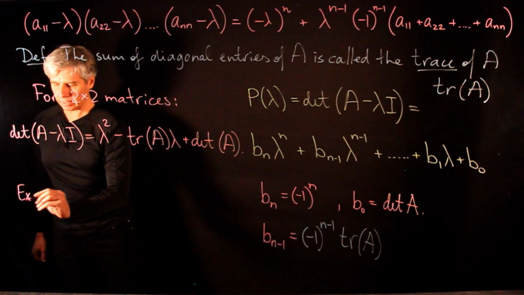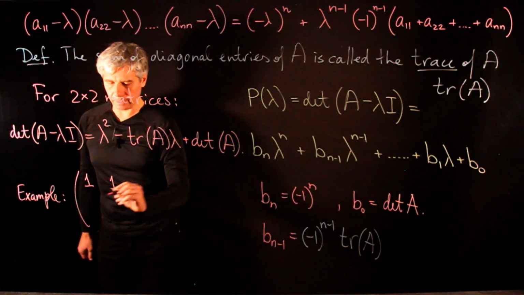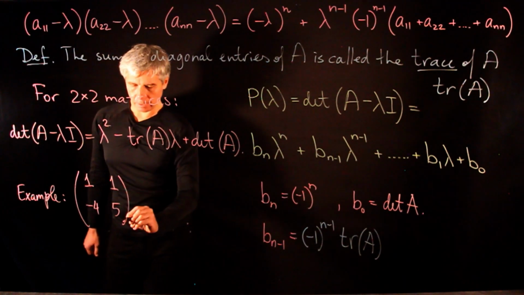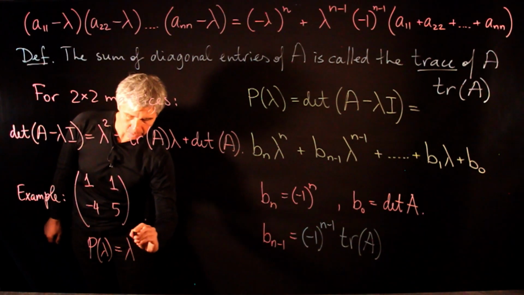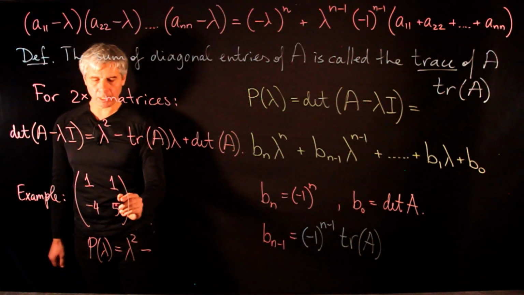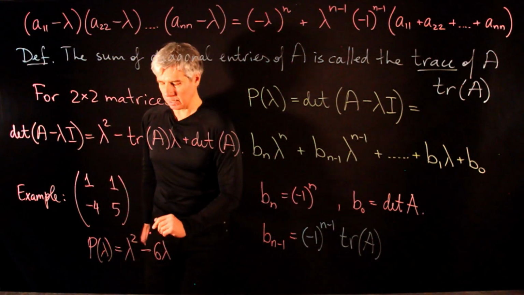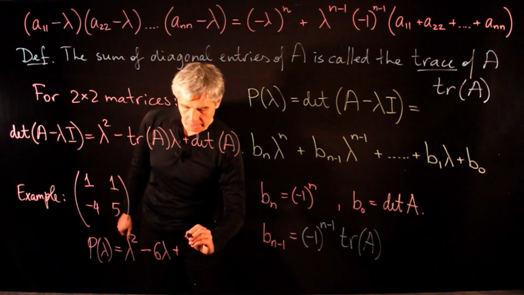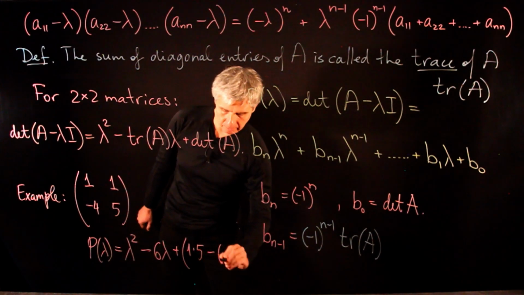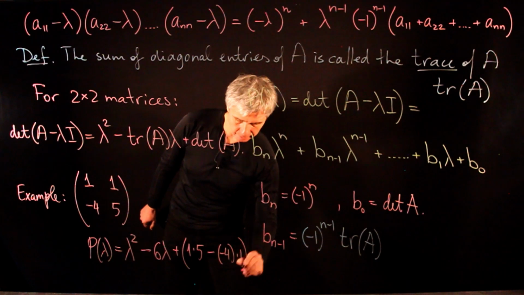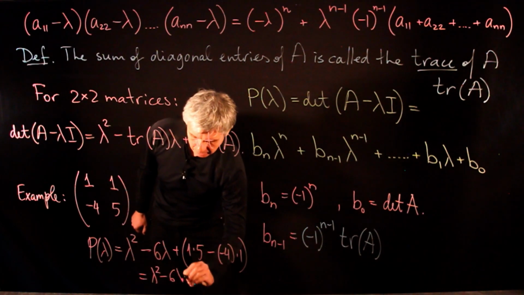So if we consider an example that we already discussed in this class, the matrix 1, 1, minus 4, 5, then the characteristic polynomial p of lambda is equal to lambda squared minus the trace of this matrix, which is the sum of diagonal entries, 1 plus 5, equal to 6. So we get 6 lambda. And plus the determinant of this matrix, which is 1 times 5 minus negative 4 times 1. And so what we get is lambda squared minus 6 lambda plus 9.